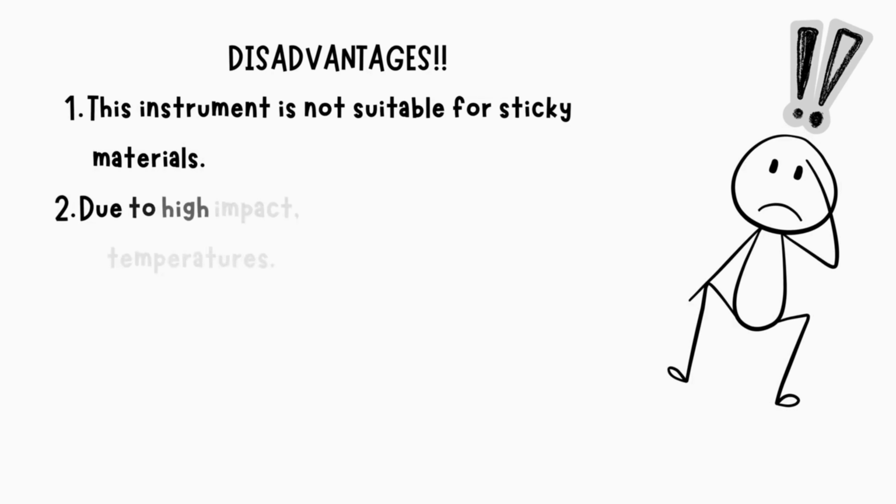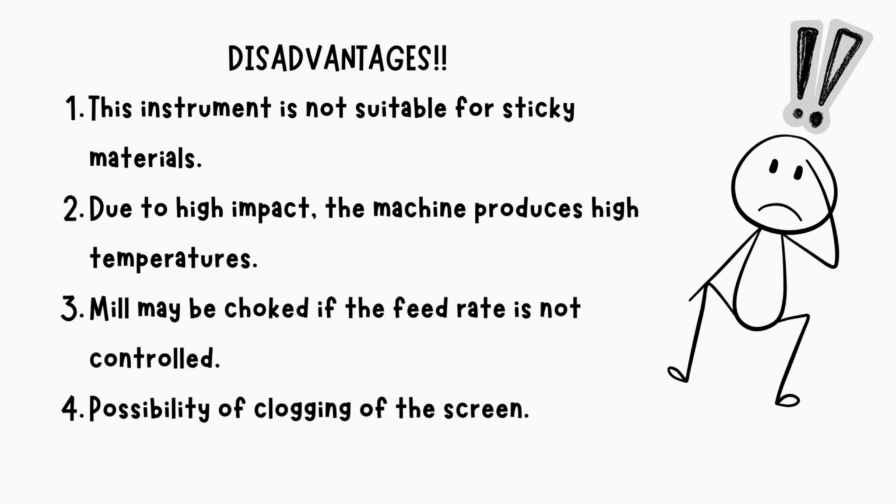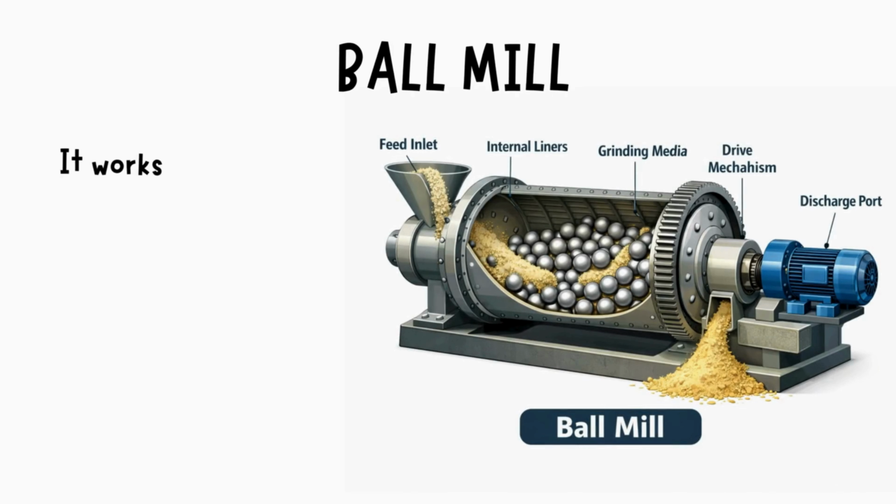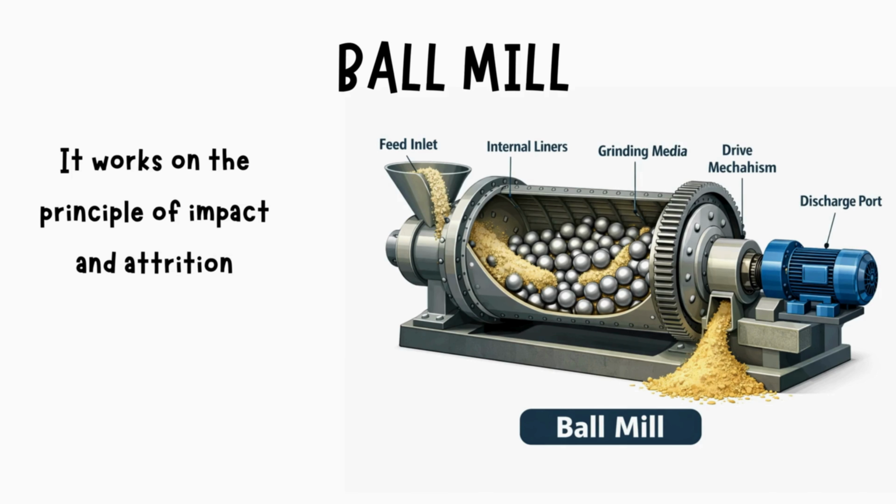Now discussing the disadvantages of the mill. This machine is not suitable for sticky materials. Because of high impact with the hard substance, the machine produces high temperature. The mill may be choked if the feed rate is not controlled. There is a possibility of clogging of the screen. Next instrument which is widely used is ball mill. It works on the principle of both impact and attrition.